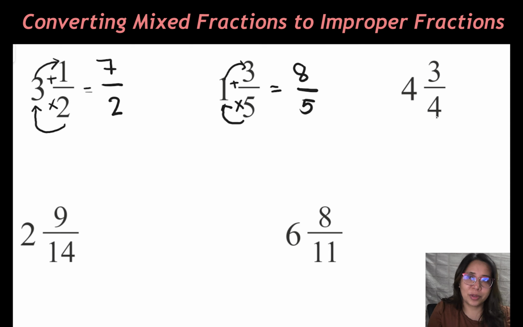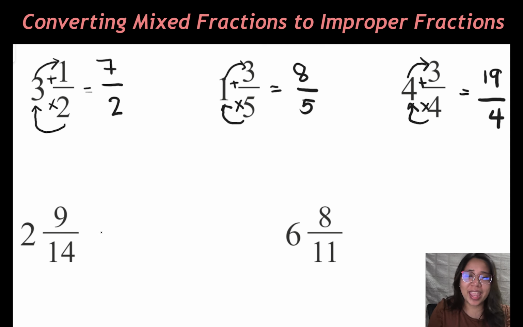Okay, next example, we have 4 and 3/4. So, para i-convert siya to improper fraction, okay, we have 4, our denominator will be multiplied to our whole number. Okay, so 4 times 4 is 16. Okay, and then, i-add natin yung ating numerator. So, 16 plus 3 is equivalent to 19. So, 19 is our numerator. Tapos, kokopyahin lang natin yung denominator, which is 4. So, 4 and 3/4 is equivalent to 19 over 4.